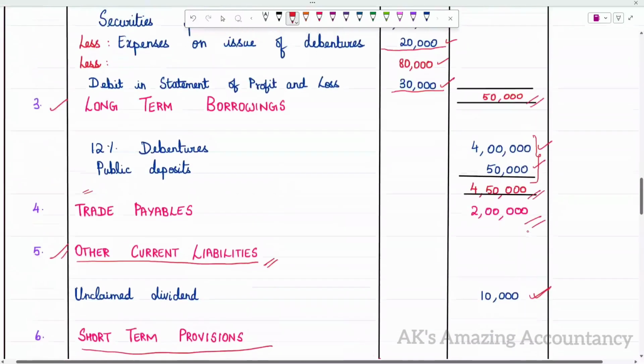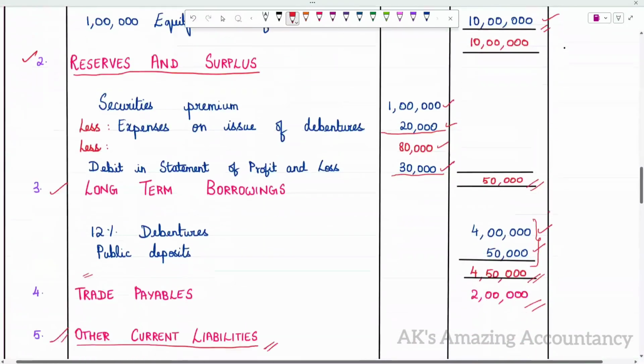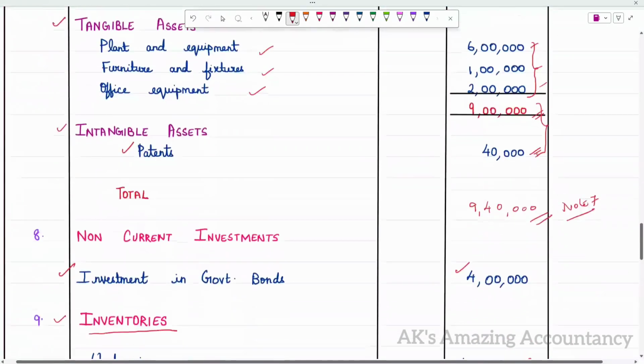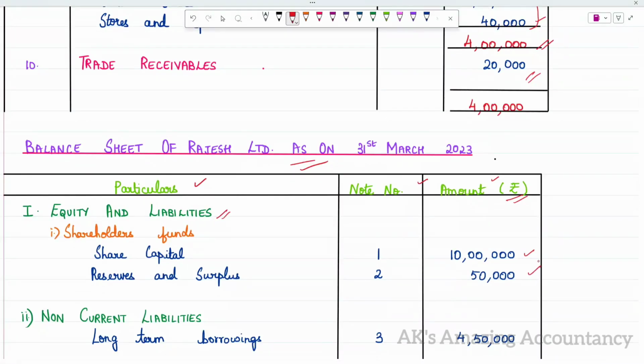Let us have a look at it quickly. Share capital is how much? 10 lakhs. And reserves and surplus is how much? Reserves and surplus final amount is 50,000. So this will be taken to the main balance sheet now. Okay. Share capital 10 lakh as per note 1. Reserves and surplus 50,000 as per note 2.